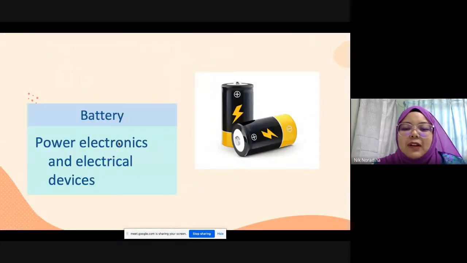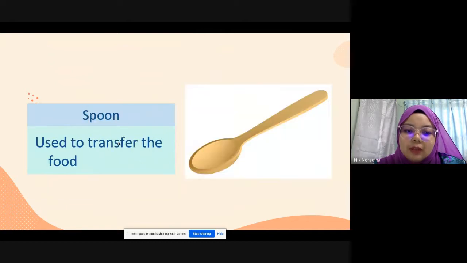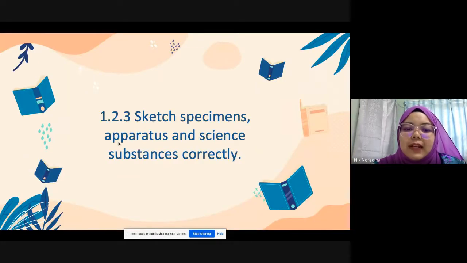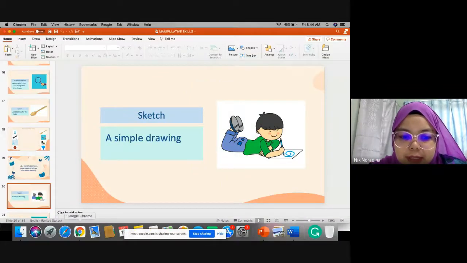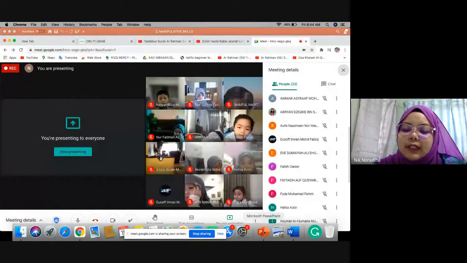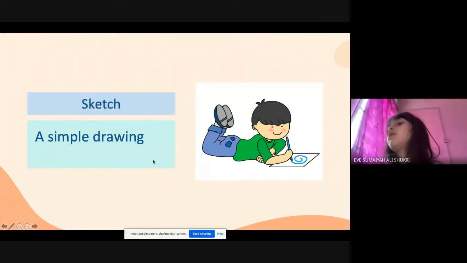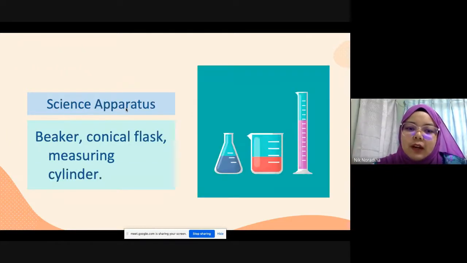Alright, so this one we have learned before. You already did the activity. You saw as well the function of this science apparatus. Sketch, we already did yesterday. Teacher wants to ask, can you turn on the microphone? What is meant by sketch? Sketch, draw. Good job. Thank you.